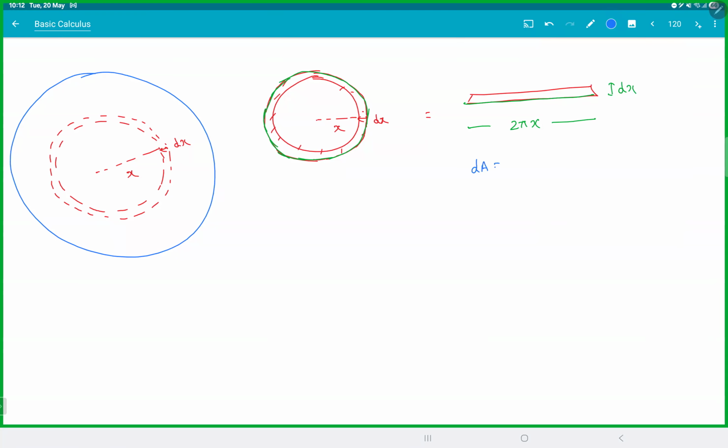The area of this thin ring is length into breadth, 2 pi x into dx. It is given sigma is 5 minus x kg per meter square. So for this thin ring, the mass will be dm, the mass of that ring, which is sigma into area of the ring. Sigma is 5 minus x into 2 pi x dx. So for that ring, this is its mass. If you want the mass of that disk, I have to add all the rings. Adding meaning integral.